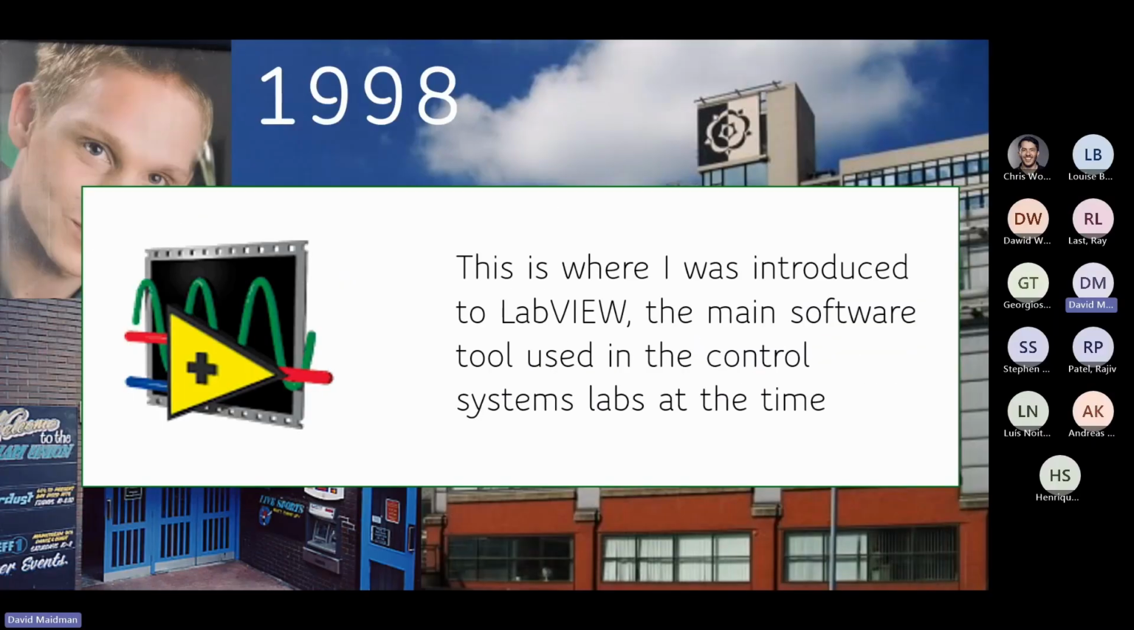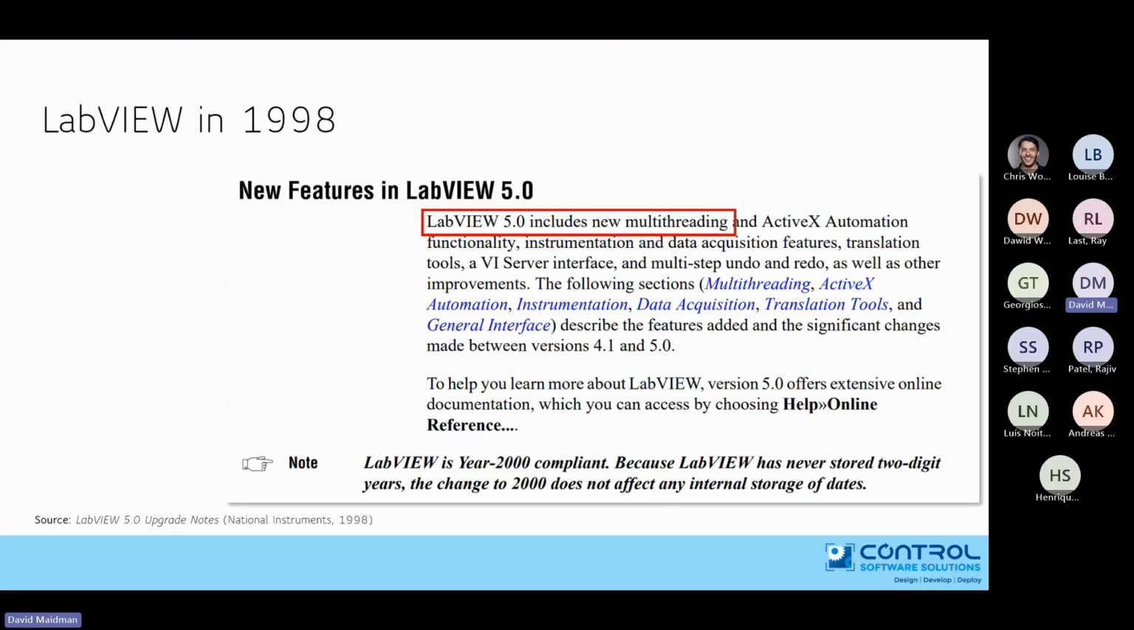So going back in time a little bit, back to 1998. This is where I first came across LabVIEW, and at the time it was the main software tool that was used in the control systems labs. At the time as well, I hated software. And I didn't consider LabVIEW to be software. It didn't feel like I was writing software at the time. So yeah, that's where we were back in 1998. And at the time, we was working with LabVIEW version 5.